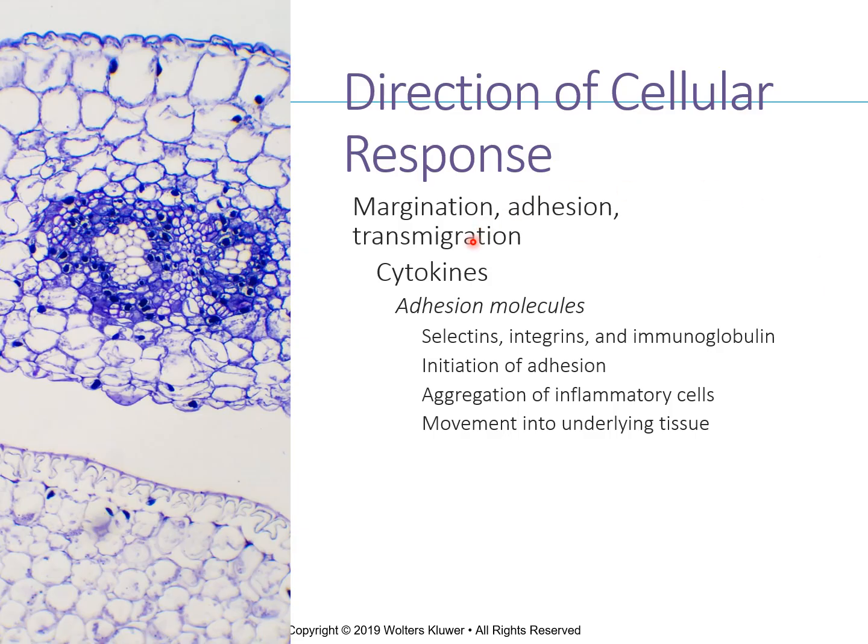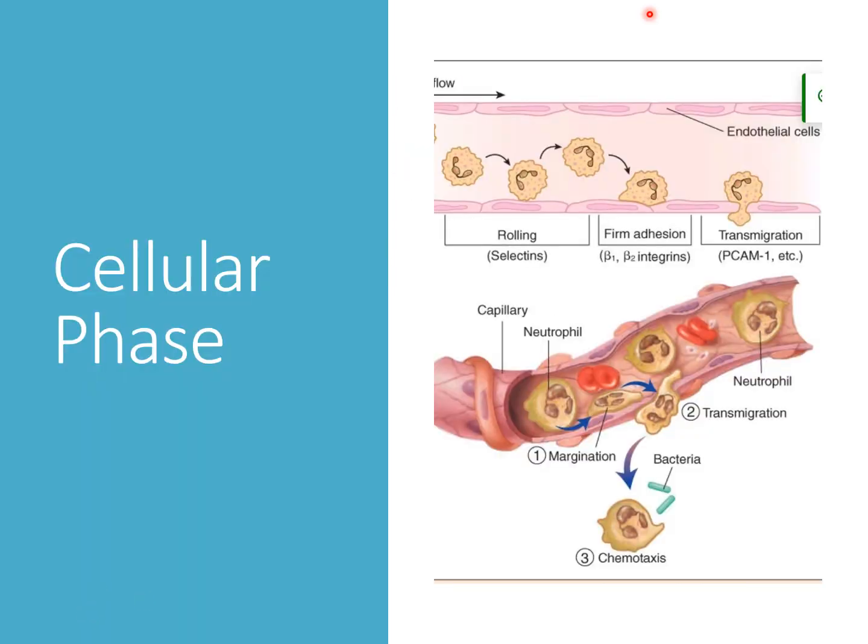This is largely driven by cytokines or chemical mediators that pull those cells to the site and help them line up and stick to the endothelial linings. So a little bit more about that cellular phase. Again, the cellular phase of acute inflammation involves that delivery of the leukocytes to the site of injury so that they can start to perform their normal function of host defense through that phagocytosis process. Okay.